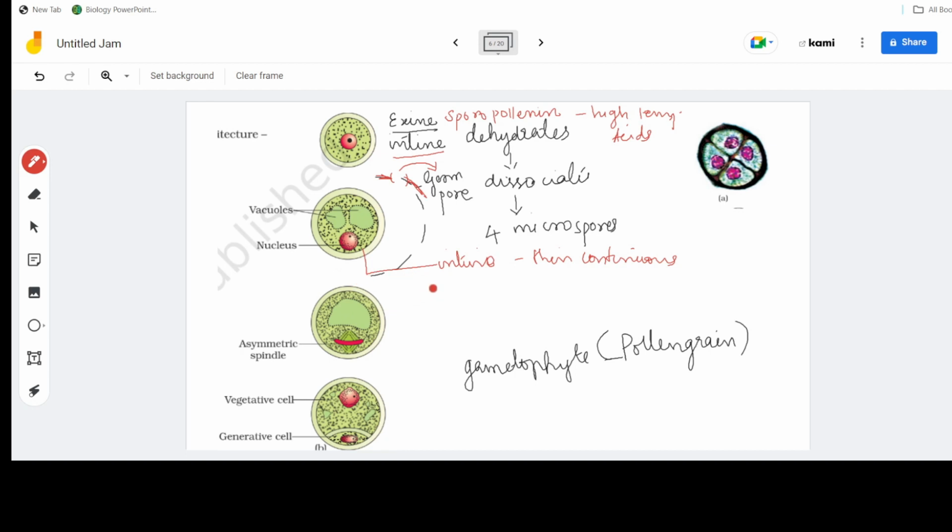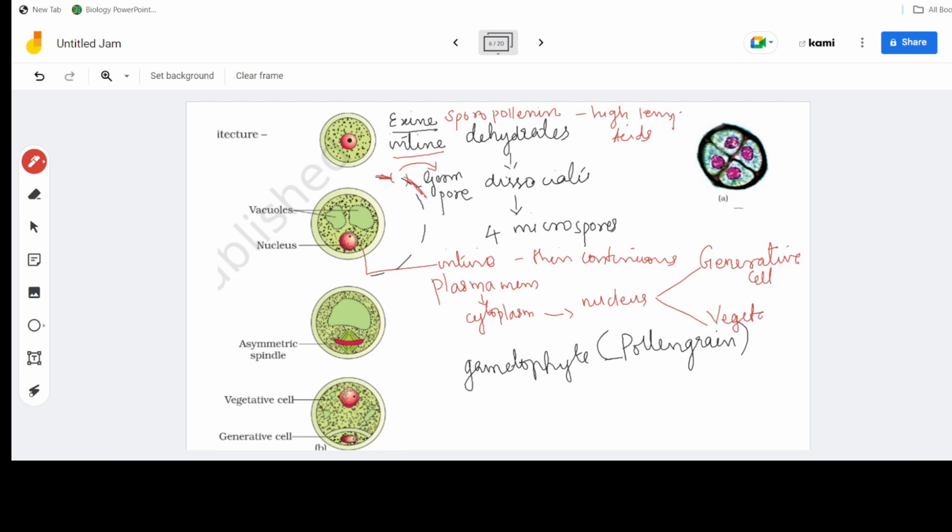So it has a cell which has a plasma membrane. Inner to the plasma membrane there is cytoplasm, and inner to the cytoplasm there is a nucleus. And this nucleus will divide mitotically. Mitotically means there is no change in their chromosome number. It's already haploid, so it will not undergo any further meiotic division, but it undergoes mitotic division to form two separate cells. One is the generative cell and the other one is the vegetative cell.